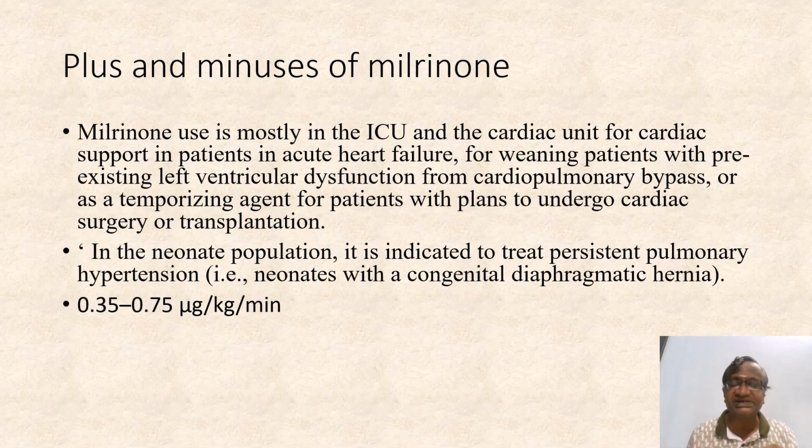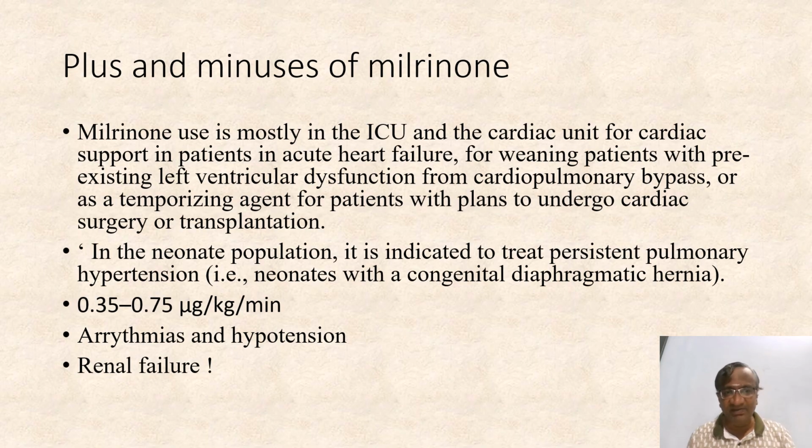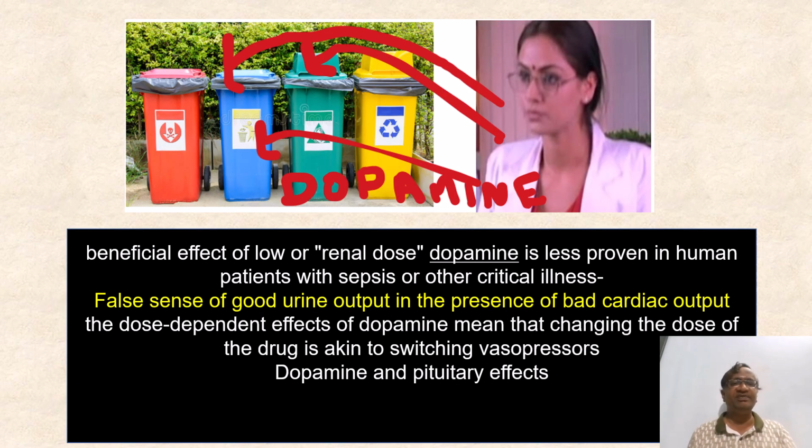In the neonatal population, it is used for persistent pulmonary hypertension. Problem is renal problems and arrhythmias and hypotension. Dopamine has slowly become a good drug. It was 1 to 2 mics, good cardiac. Then they say respiratory effect, renal effect, all these things have gone. Slowly it has gone into the baskets.